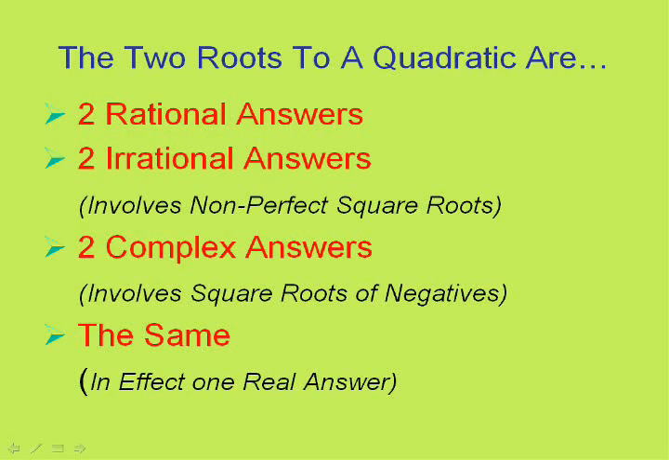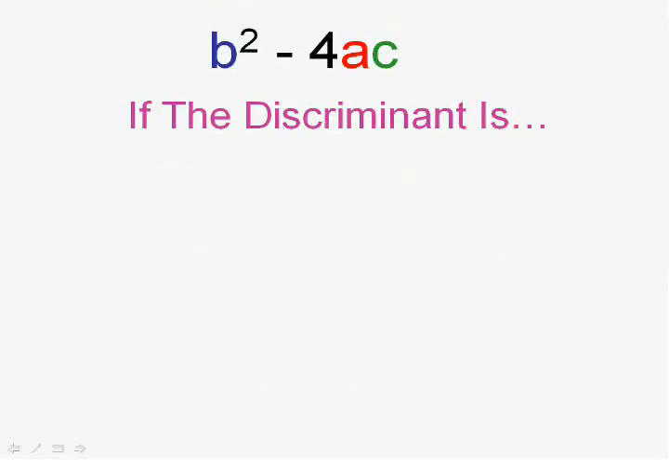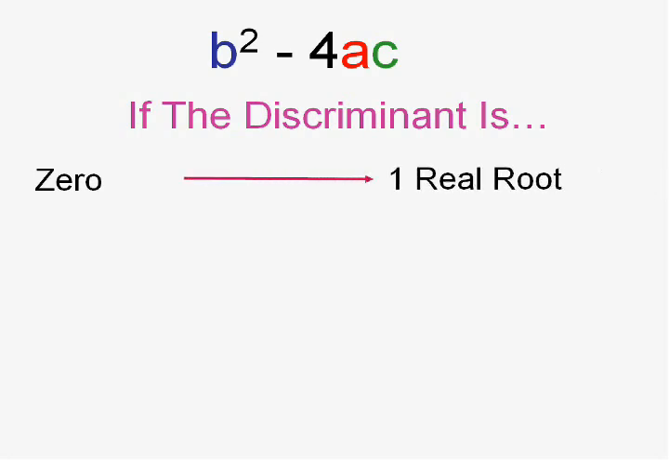Here's the deal. If the discriminant is 0, the thing inside the square root, the b squared minus 4ac, is 0. Well, the square root of 0 is 0, so you're going plus or minus 0. So if the discriminant is 0, basically what you're going to have for roots is really one root. Two roots, but they'll be the same, so only one real root.